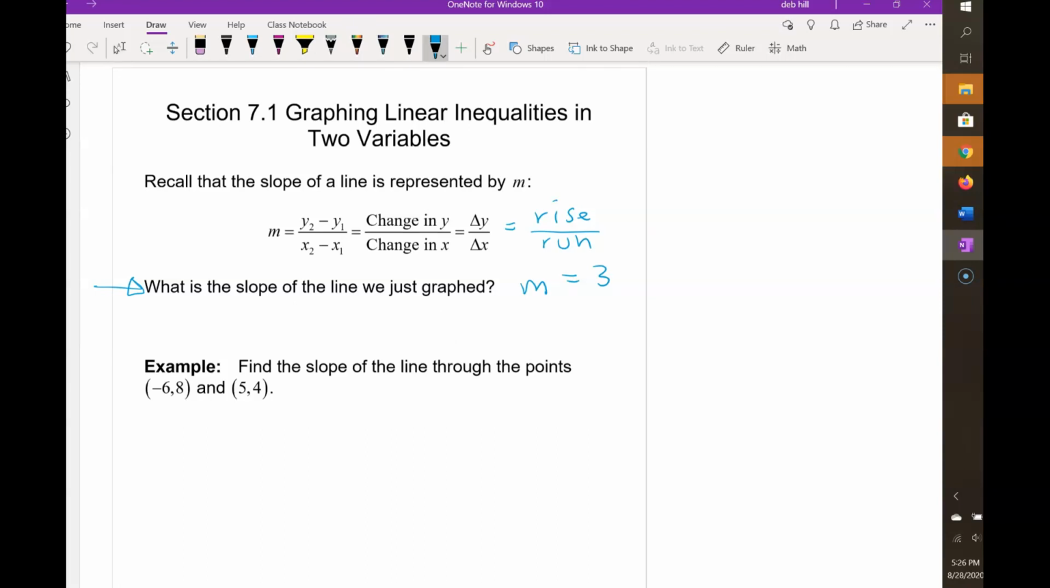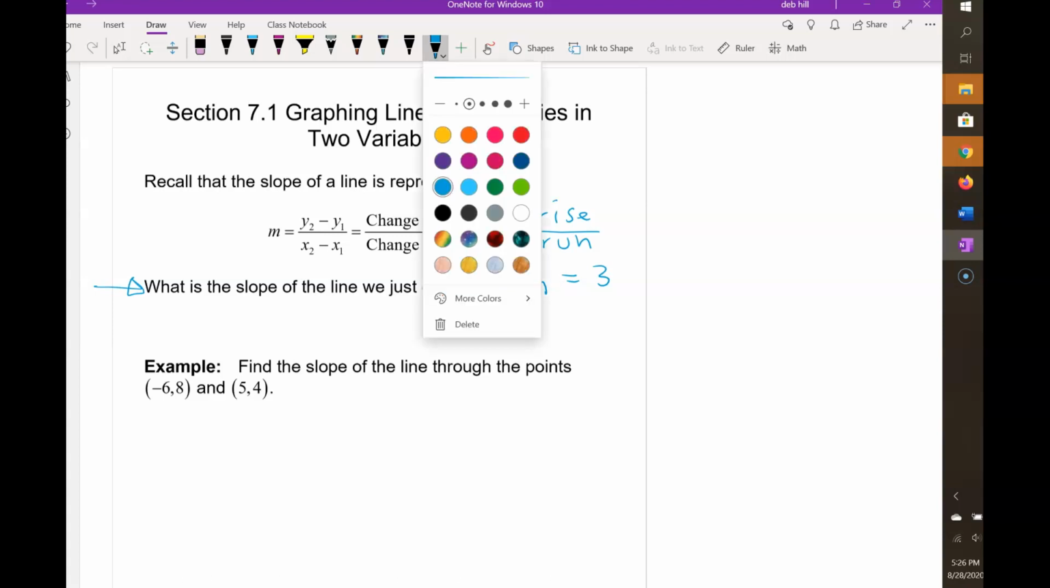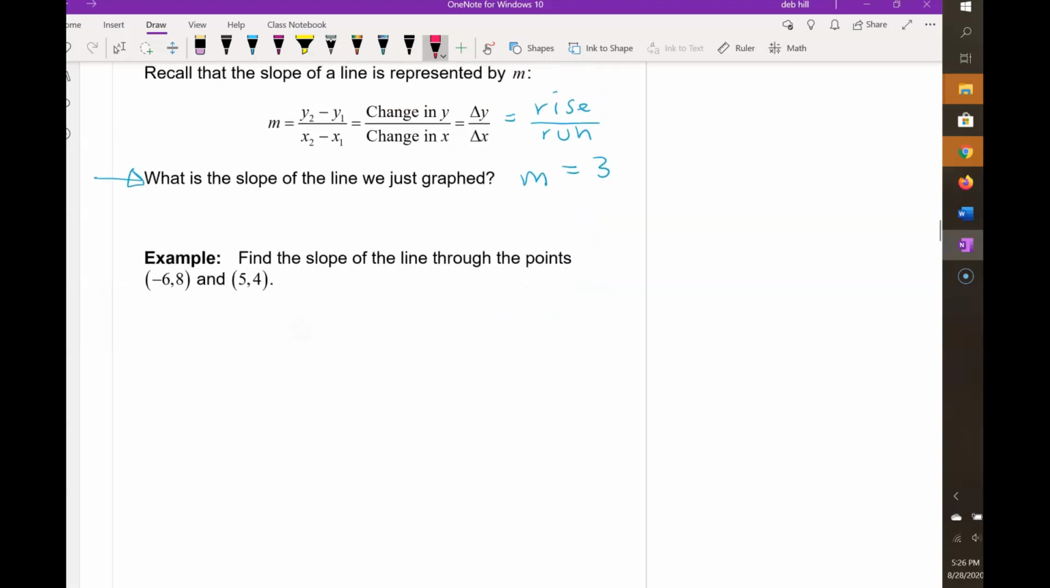So let's find the slope of a line that connects 2 points by using this formula. So negative 6 is the x sub 1, 8 is the y sub 1, 5 is the x sub 2, and 4 is the y sub 2. So please start with m equals, again, tell me what you're going to do and then do it. It will make your work much clearer and easier to follow.